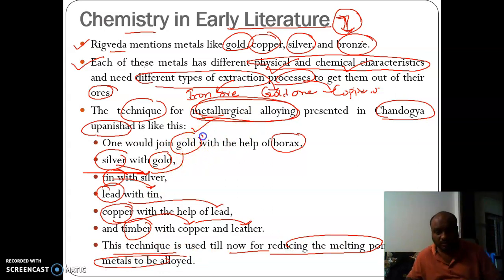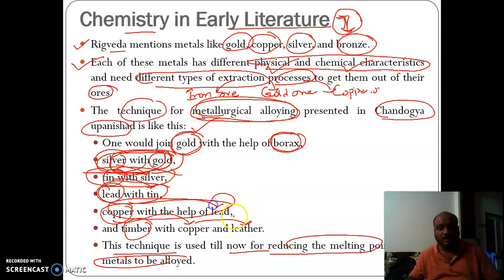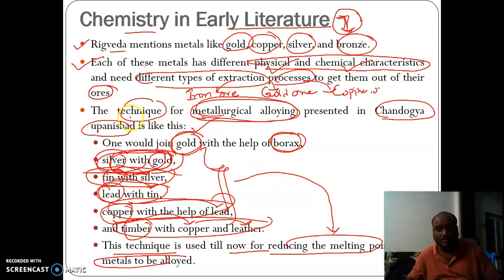Always, gold with borax reduces the melting point of the alloy that is formed. When silver is joined with gold, it reduces the melting point of the alloy. Similarly with tin with silver, lead with tin, copper with lead, and timber with copper and leather. All these alloys reduce the melting point. This is the technique established for metallurgical alloying, which was presented in the Chandogya Upanishad.